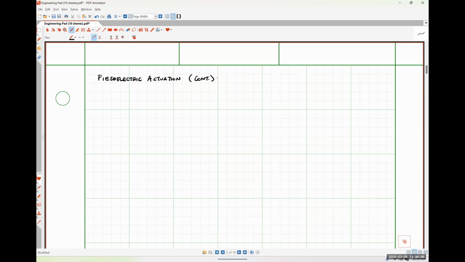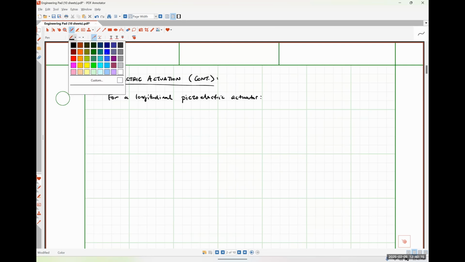continued. Okay. So towards the end of our last class meeting, we found a relationship that says for a longitudinal piezoelectric actuator. And I'm just going to throw together a very quick and simplistic picture over here so that we all know what I'm talking about.